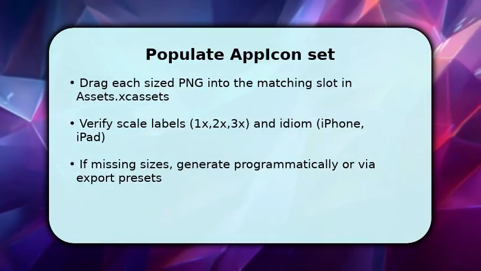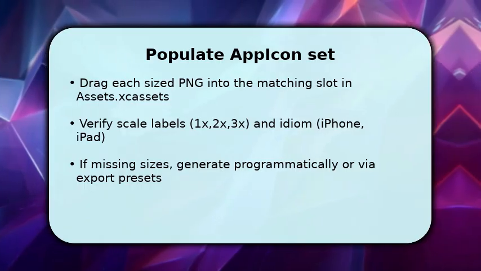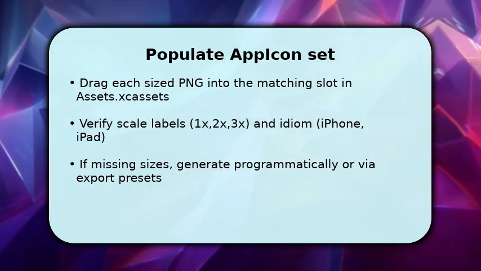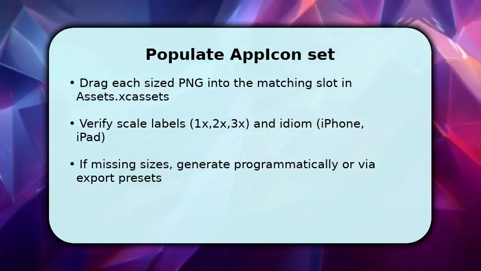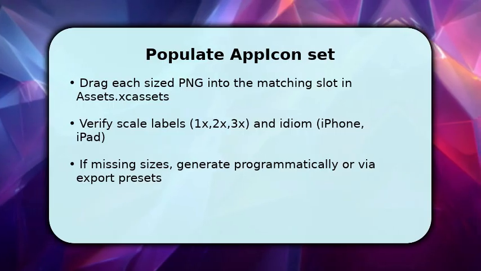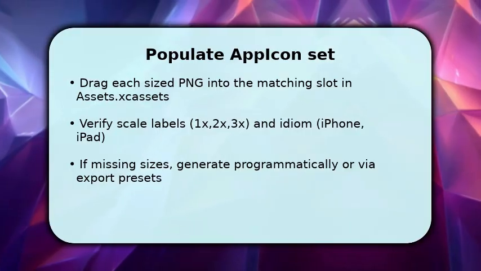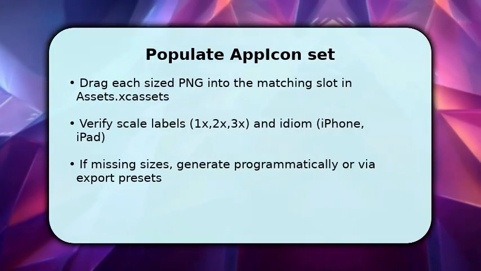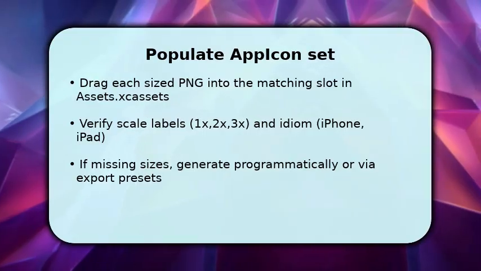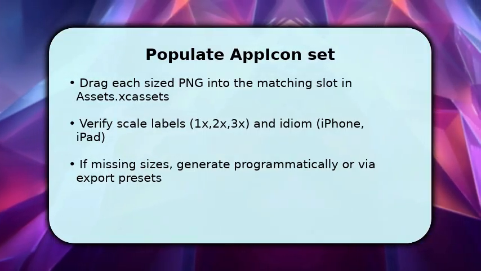Be deliberate. Match idiom and scale labels because mismatches produce blurry or omitted icons. After placing files, inspect the catalog for warnings and confirm the build target checkbox remains selected. If a slot is missing, generate the missing resize using your design tool or a script. This prevents runtime fallbacks to default icons.